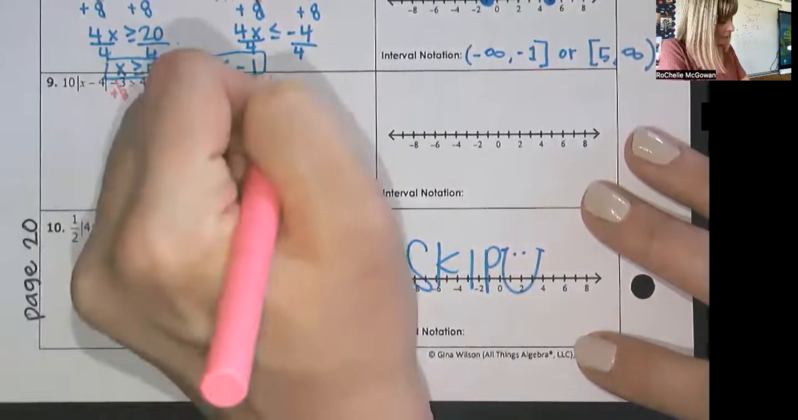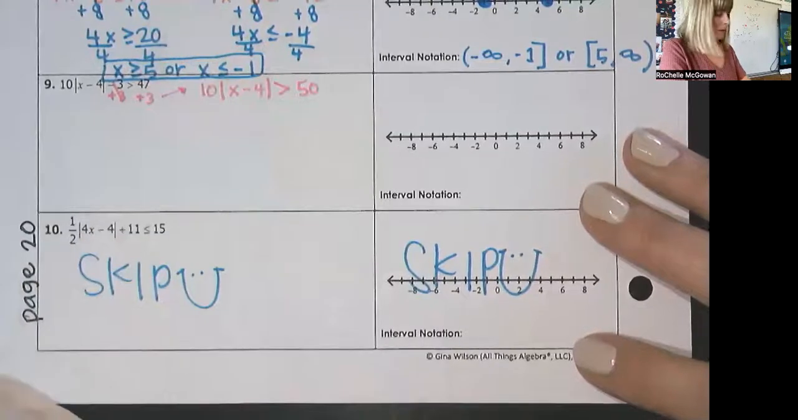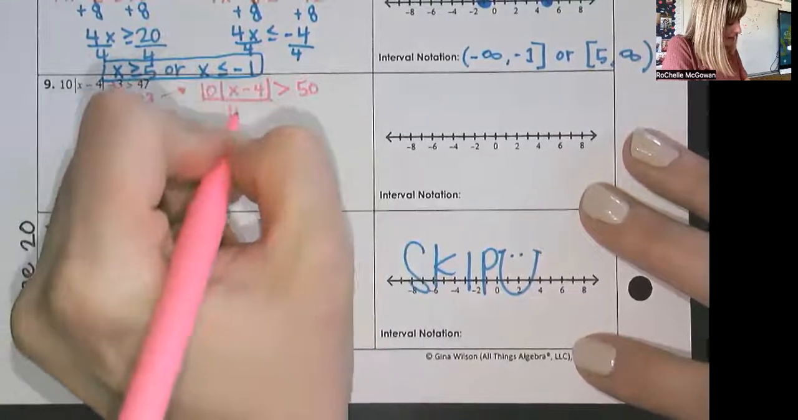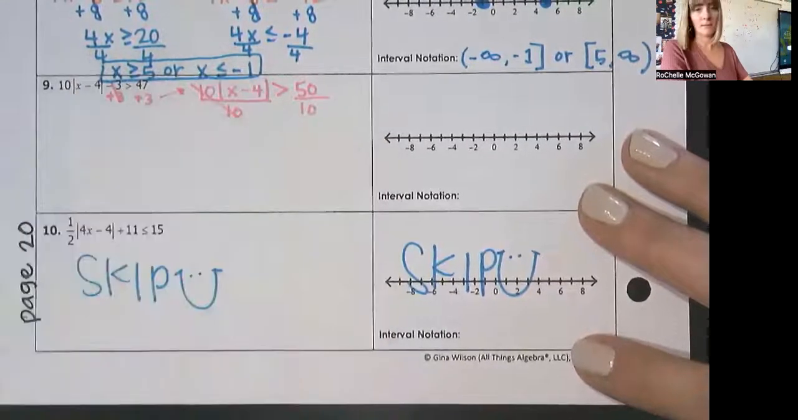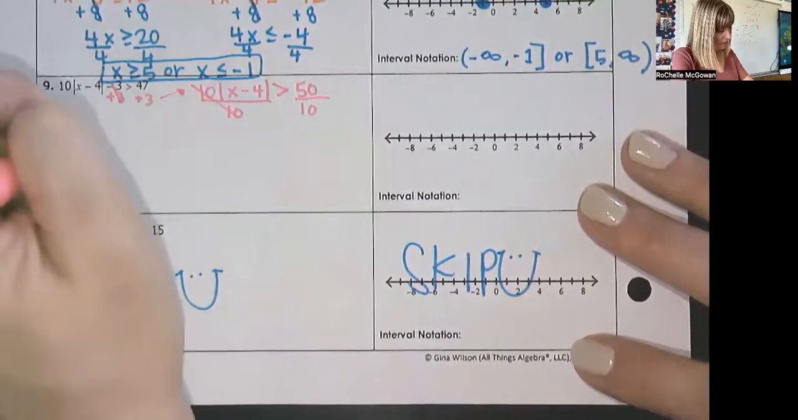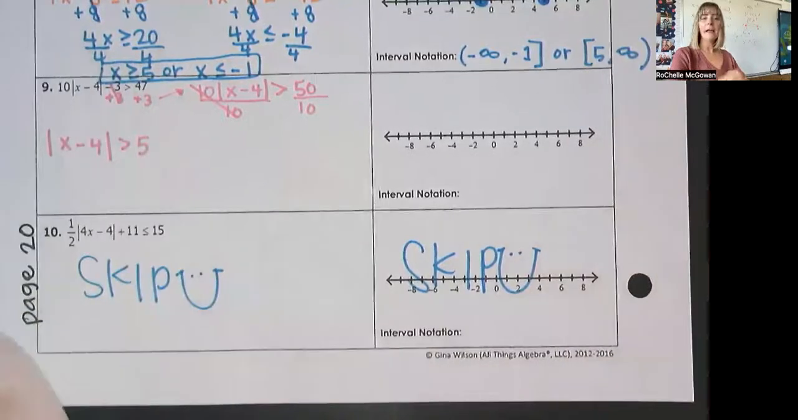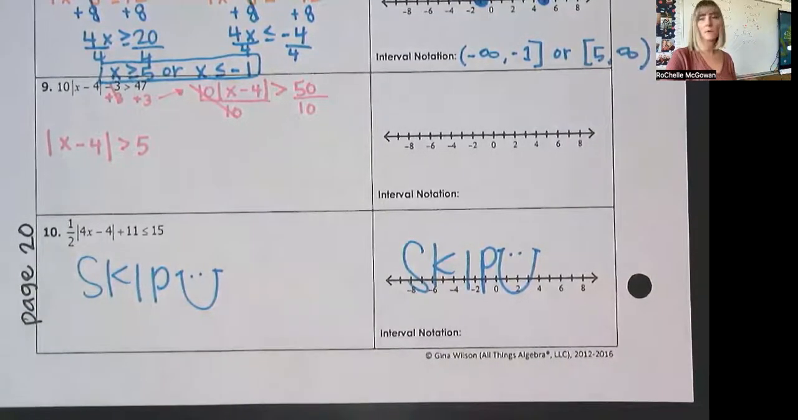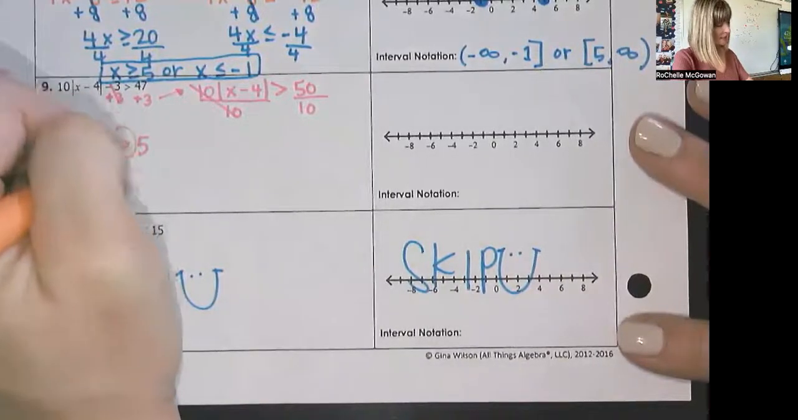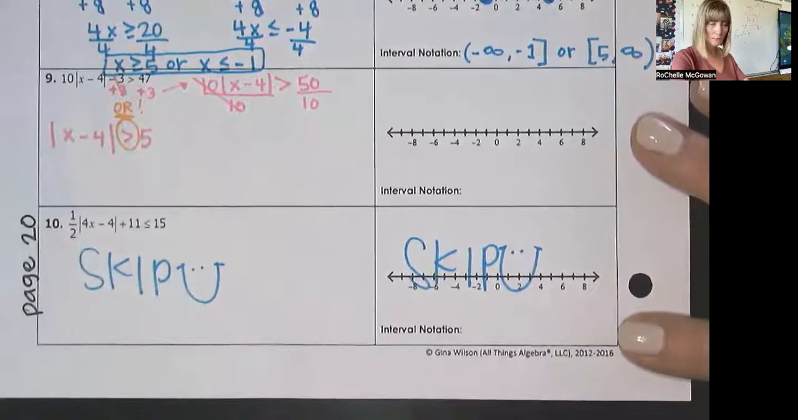This says greater than 47 plus 3 is 50. Now I divide this 10 off. Okay. And now this says absolute value of x minus 4 is greater than 5. I added 3 to both sides and then I divided both sides by a positive. So nothing I've done so far requires me to reverse the symbol. However, now I see this. I know this is an "or" because greater than is "or."